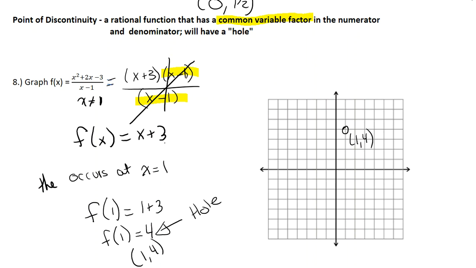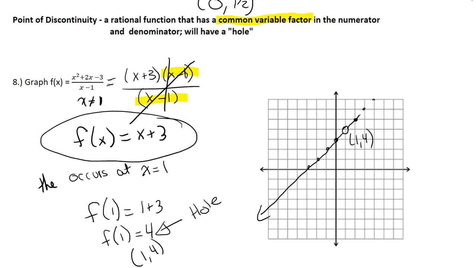And what I'm going to do is graph the rest of this function, x plus 3. We do that just normal, like a linear line. So I do the y-intercept, and I go up 1 over 1. That's my hole, so I'm not going to plot on it. And I keep going, slope of 1, or I could go down. And I'm going to connect the dots to make it a continuous linear line, except again, we have this hole.